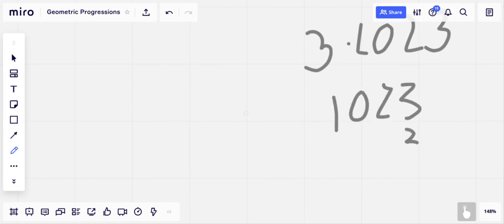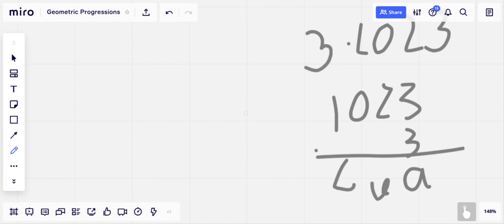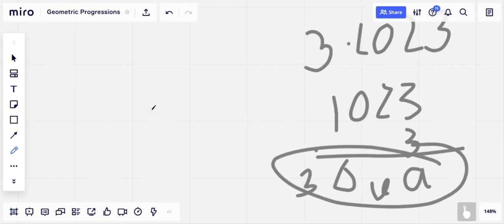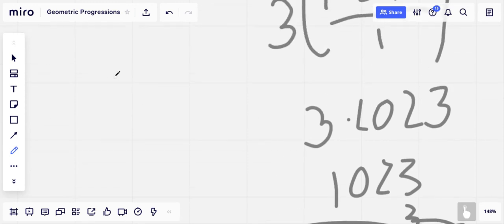1023 times 3: 3 times 3 is 9, 3 times 2 is 6, 3 times 0 is 0, 3 times 1 is 3. So 3,069 is our sum of the geometric progression.